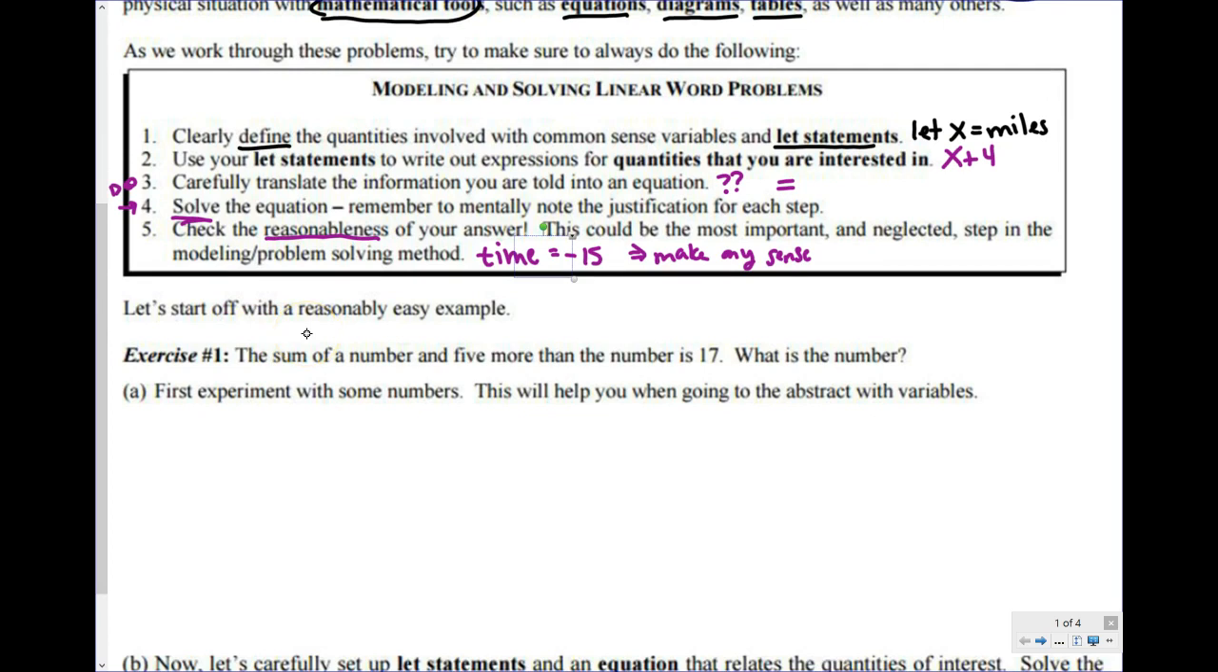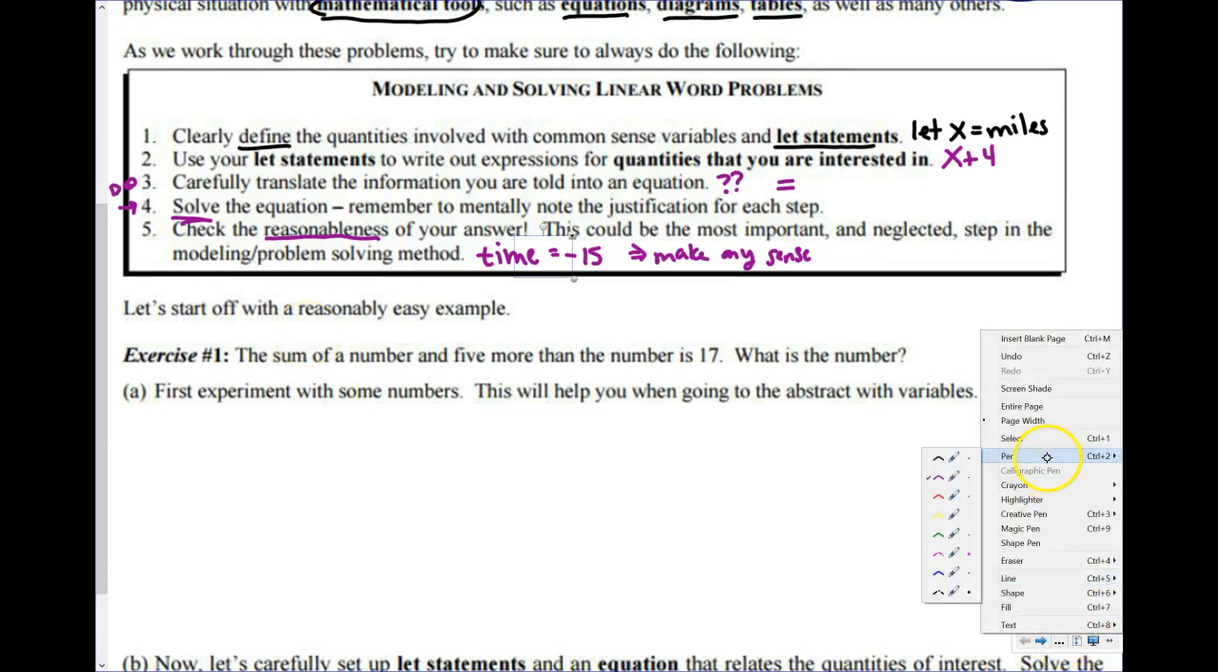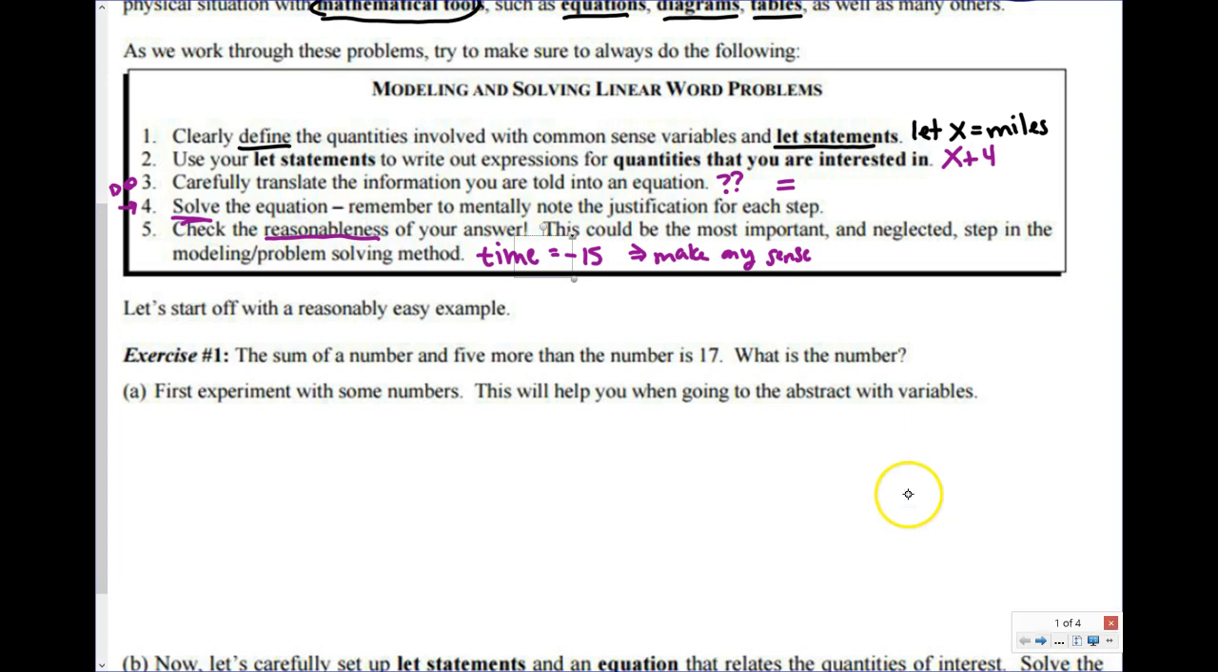Okay? So exercise 1, let's start off with a reasonably easy example. Exercise 1 says, the sum of a number and 5 more than the number is 17. What is the number? So let's do my splitting. So I see the sum of a number and 5 more than the number is. That is right there the key word that I need an equal sign.